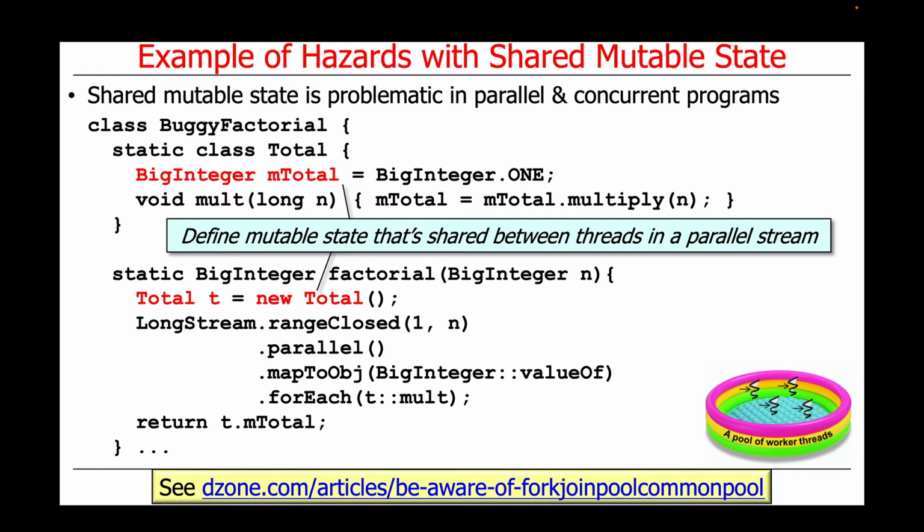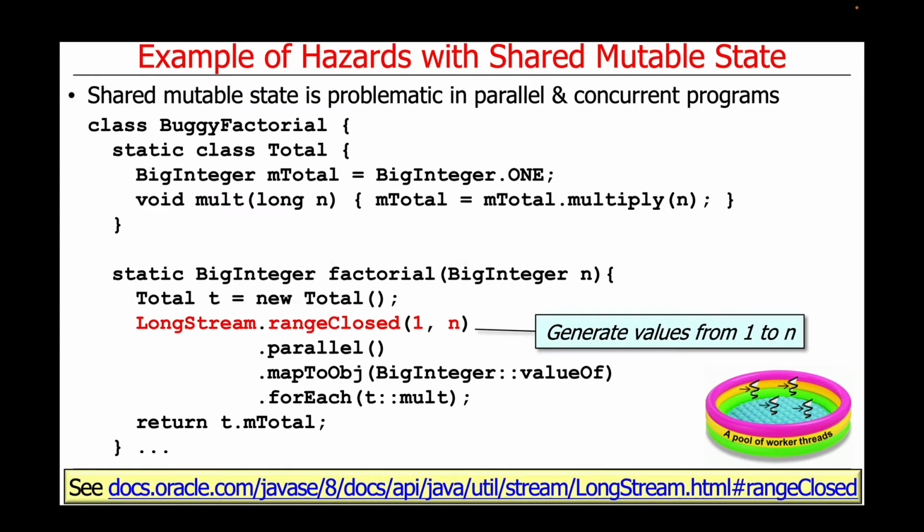And the problem here is going to be that we have one instance of total that's then shared between the different threads in the common fork join pool, and the operations that invoke the mult method that will modify the mtotal field in the shared mutable state object total. Let's take a look at how the program actually works, and then we'll see why it's got some problems.